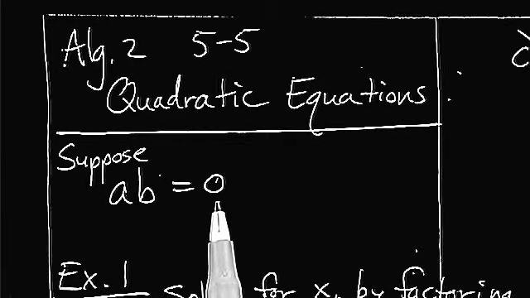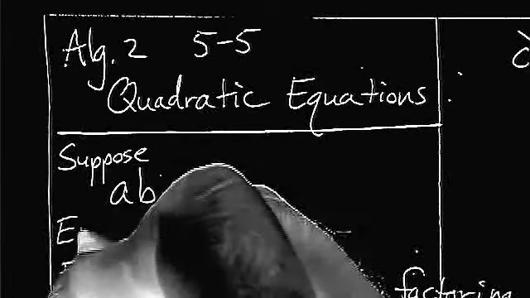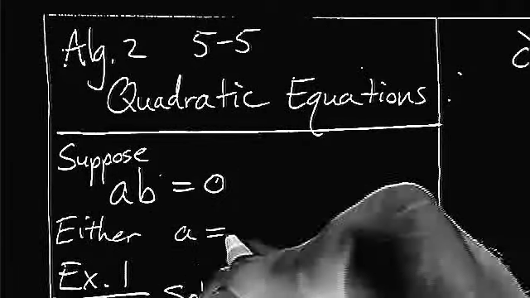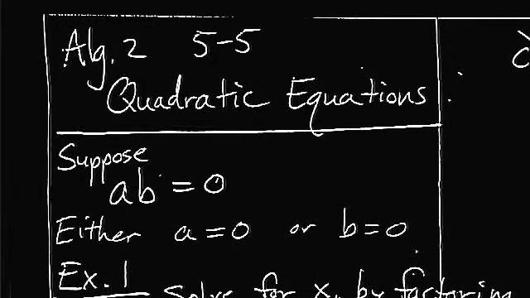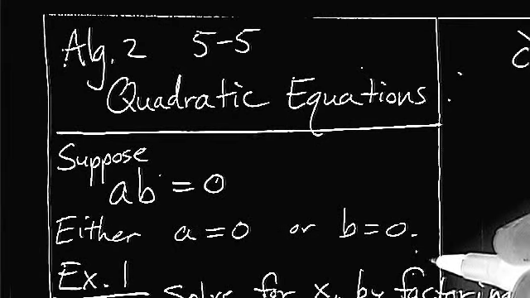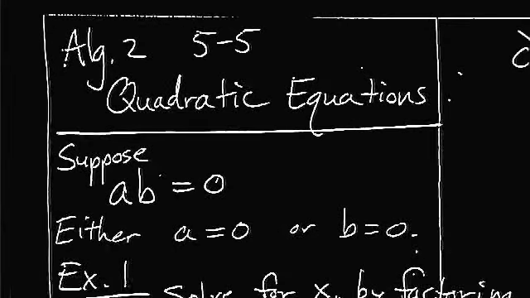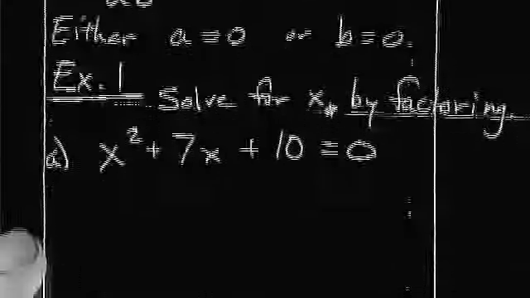If their product is 0, then either A is equal to 0 or B is equal to 0. I guess the possibility exists that they both could be equal to 0. But one of them has to be 0, because that's the only way we can get an overall product of 0. Now I need you to know this fact, because when we get into the next several questions, it will be plainly obvious that we need to understand that idea.